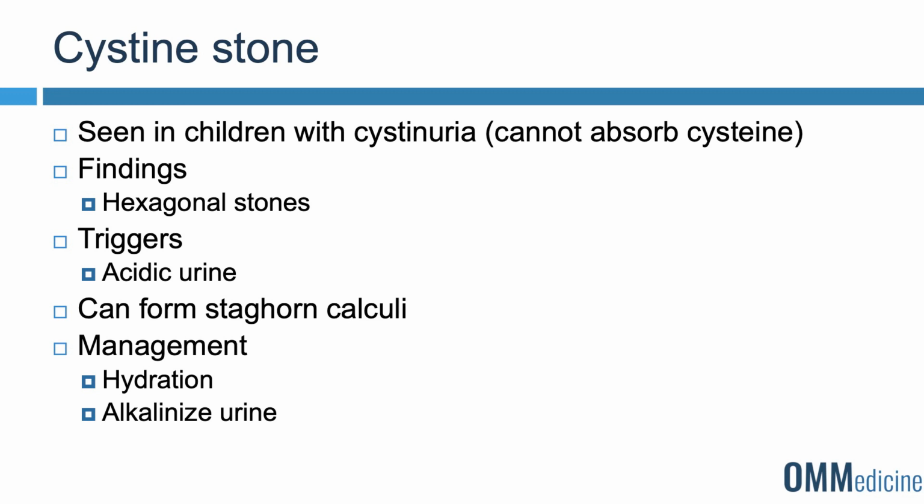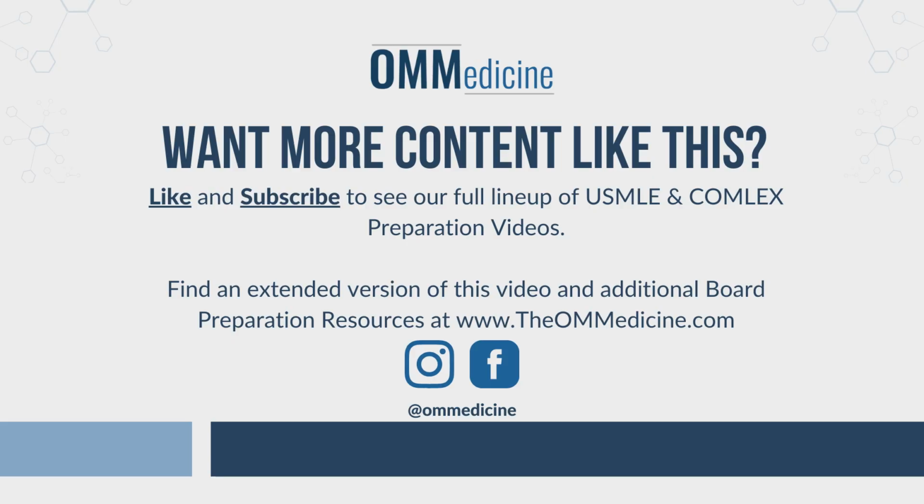The major defining feature of cystine stones, outside of their hexagonal shape, is that they're seen in children. Other types of kidney stones are not as commonly seen in children. They're typically going to be in adults. So if you see a kidney stone in a young child, you should really have a high suspicion that it is a cystine stone and that this patient may have cystinuria. And that brings us to the end of this module on kidney stones.